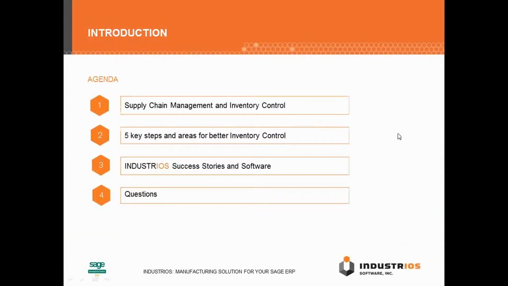We'll start off with a little introduction, kind of a dictionary of terms, of what supply chain management is and how it relates to inventory control. Today, our core feature that we'll discuss is inventory control and 5 key steps around it. Once we get into the 5 key steps, I'll show you a little bit of definition as to why that area is important to manage, and then some tips and techniques in the tool set that we have at INDUSTRIOS to help people along.